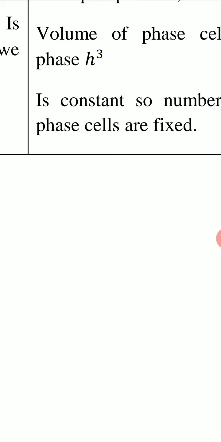Classical statistics is Maxwell-Boltzmann statistics, and quantum statistics are two. One is Bose Einstein statistics and the other is Fermi-Dirac statistics. Bose Einstein statistics is for zero or integral spin particles that are bosons, and Fermi-Dirac statistics is for half odd multiple spin particles that are known as fermions.